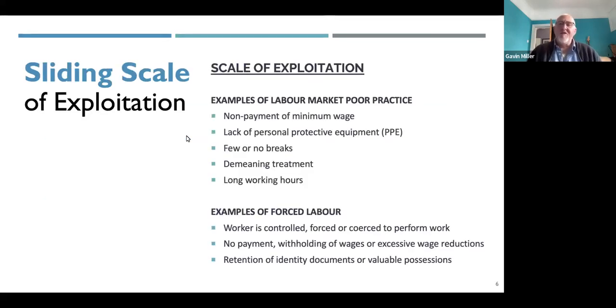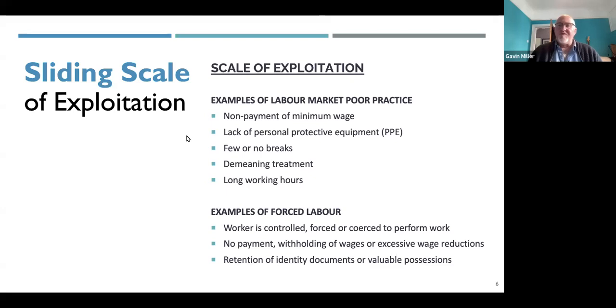So I'd now talk about this: there isn't a clear line defining where exploitation begins and where exploitation ends. It's a graduated curve. Exploitation accounts for all situations that stray from what would be classed as decent work, from labour infringements right through to the severe forms of exploitation. Examples of poor practice could be non-payment of minimum wage, lack of equipment, demeaning treatment, and few or no breaks. Potentially, those things can be addressed through your company, through the trade union, through the GLAA, maybe HMRC's National Minimum Wage Team, or through the Health and Safety Executive.